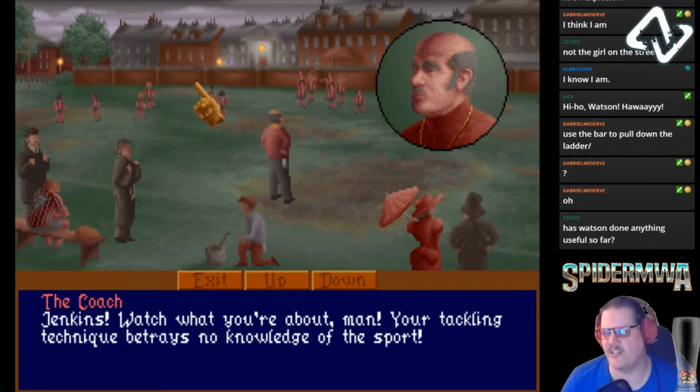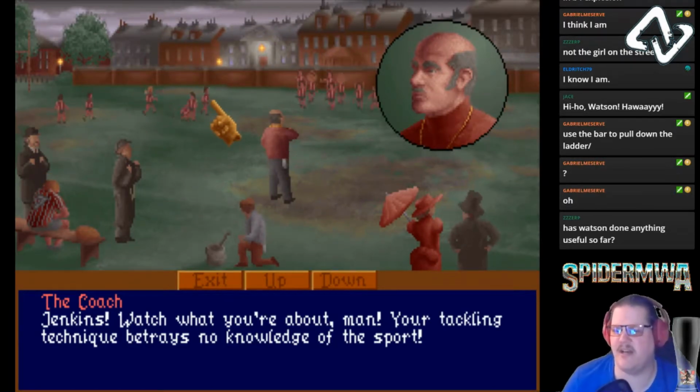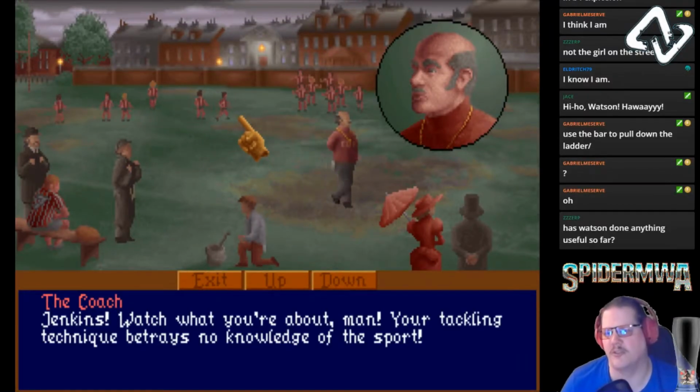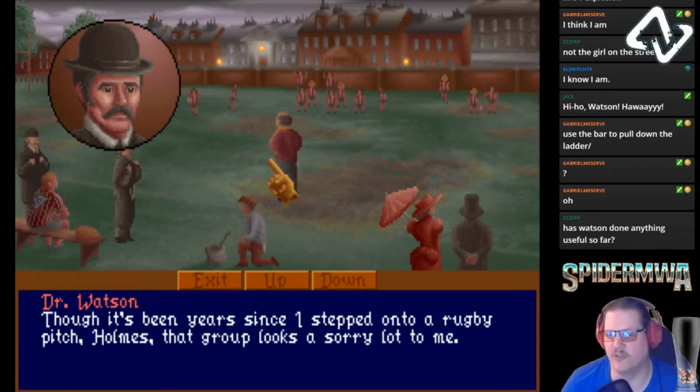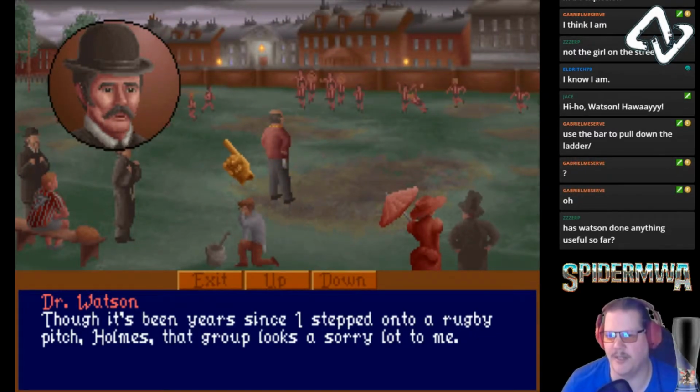Jenkins, watch what you're doing, watch what you're about, man. Your tackling technique betrays no knowledge of the sport. Though it's been years since I stepped out onto a rugby pitch, Holmes, that group looks a sorry lot to me.